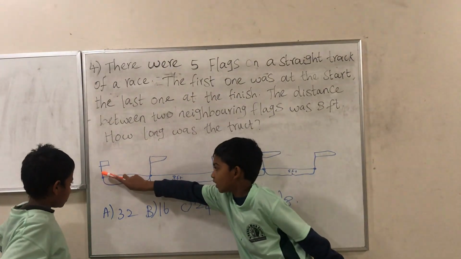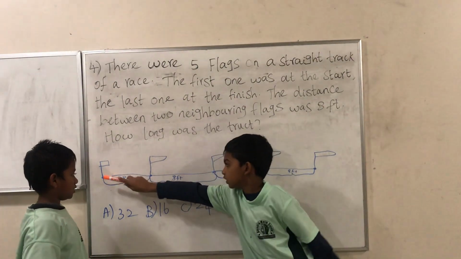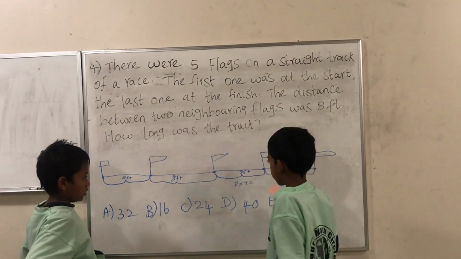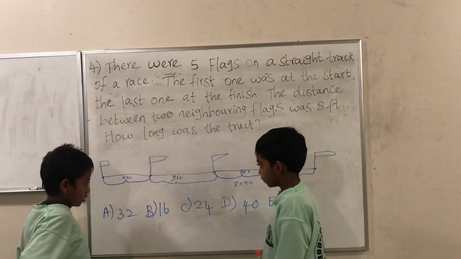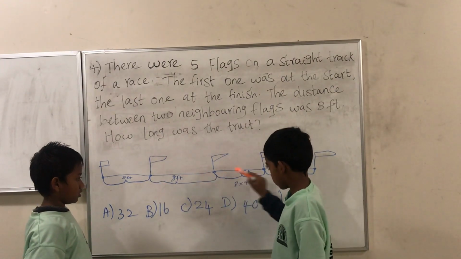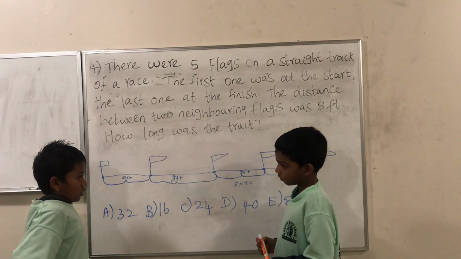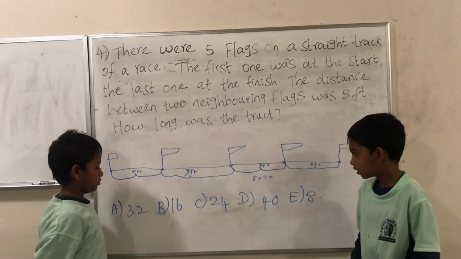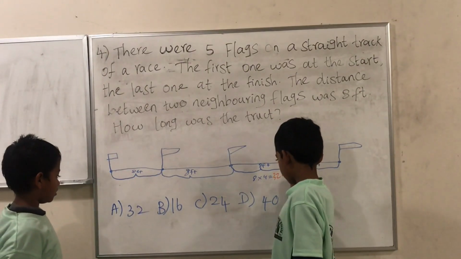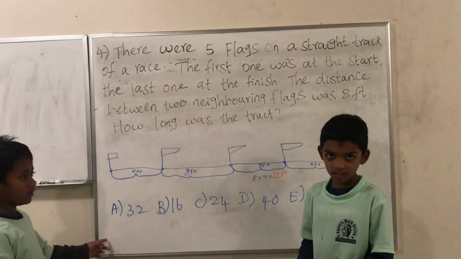So that means you can find 8 times 2 is 16 feet from here to here, 16 feet from here to here. Then what about the whole thing? There are 4 distances from one flag to another. So what's 8 times 4? 32. So the answer is 32 feet. So the answer is A.